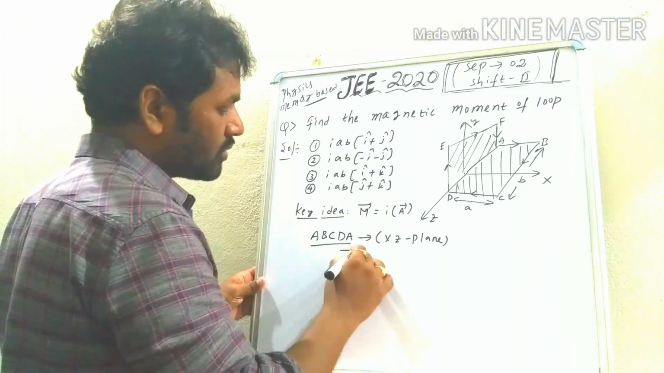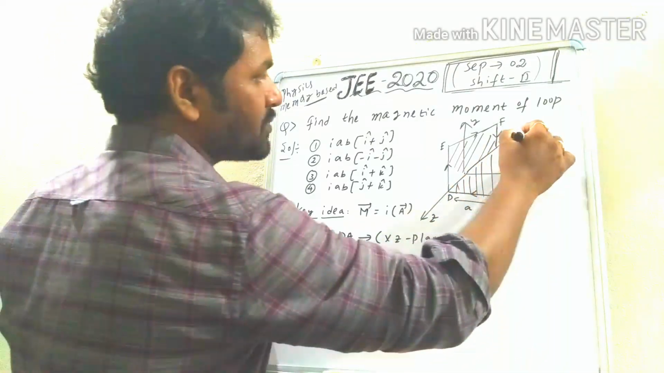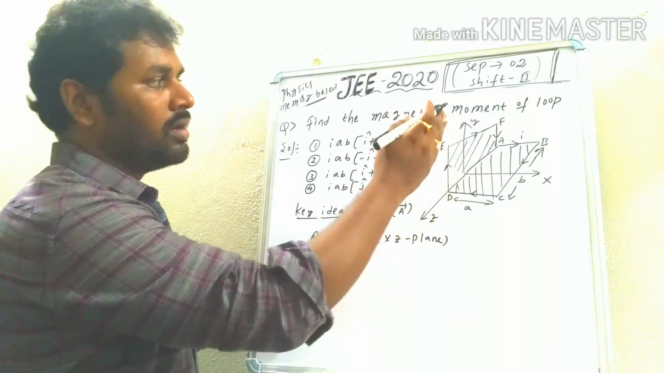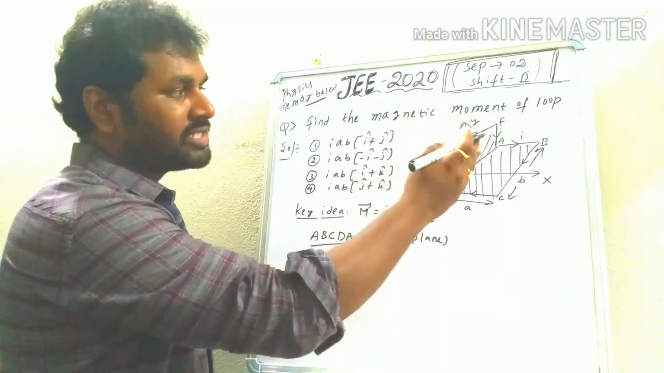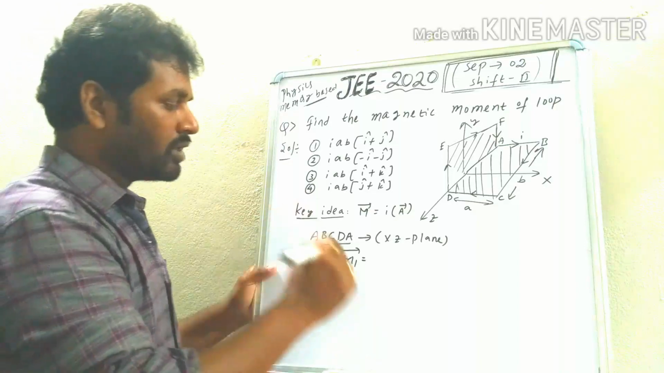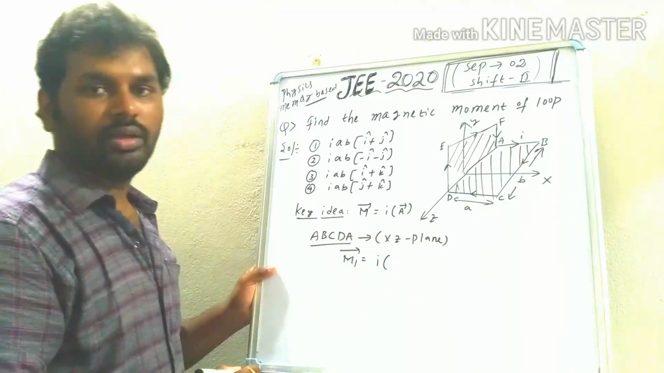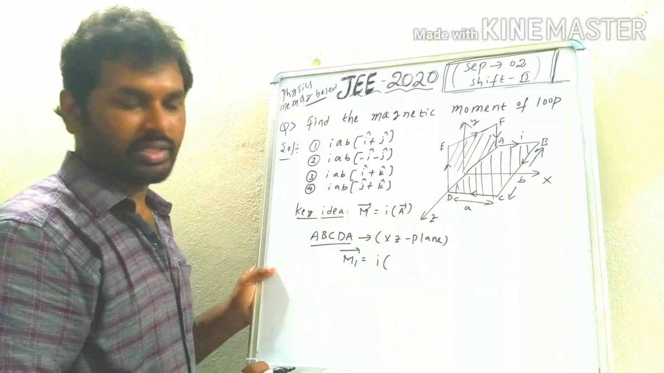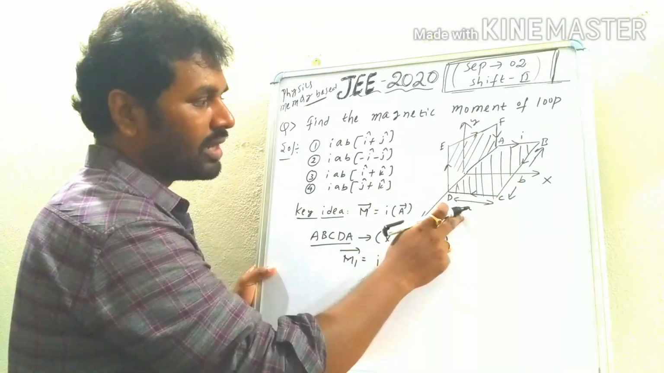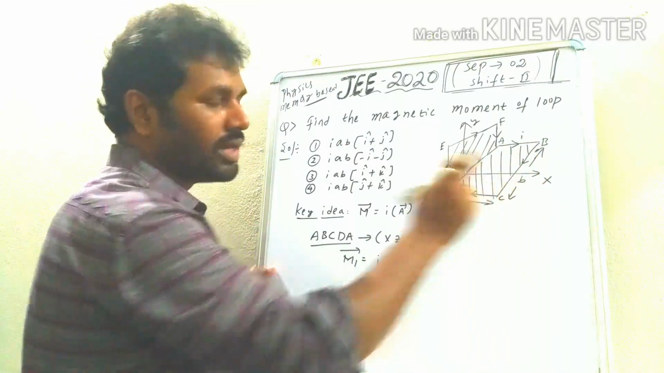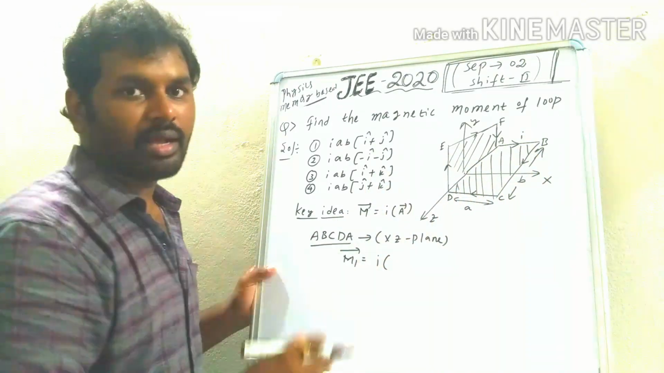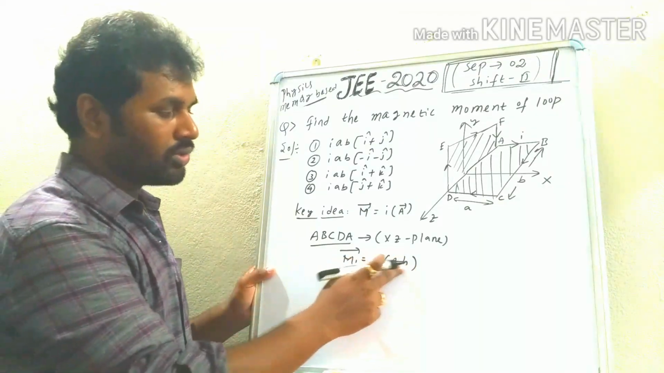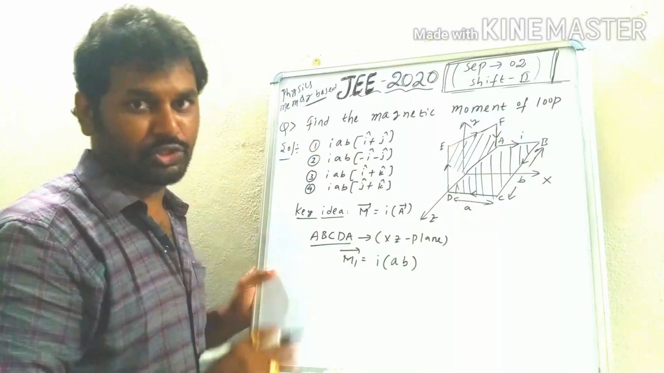So M1 bar is equal to, how much current is passing through it? I. I is the current passing through each and every conductor there. So M1 bar is equal to current into area of cross section. So how much is the area? The dimensions are given here. C to D, the length is A, and B to C, the length is B. The area comes as A into B, length into breadth. So I into AB. This is only the magnitude.